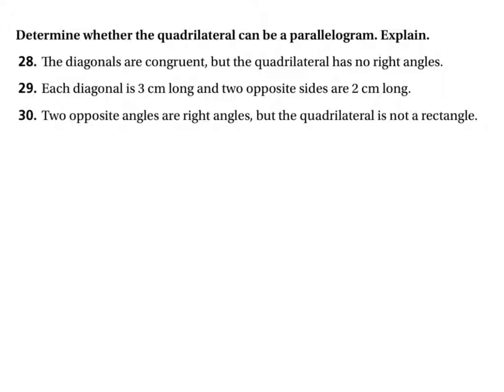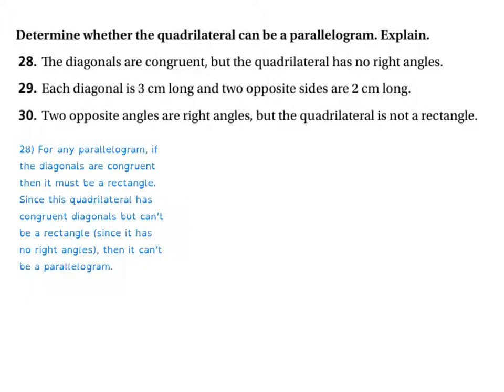4 right angles. So since it's got congruent diagonals, but has no right angles, then it can't have been a parallelogram, because any parallelogram with congruent diagonals would be a rectangle. So I would say it this way.